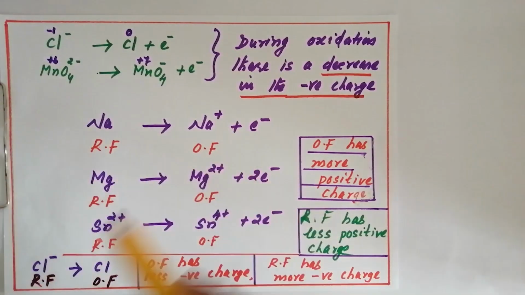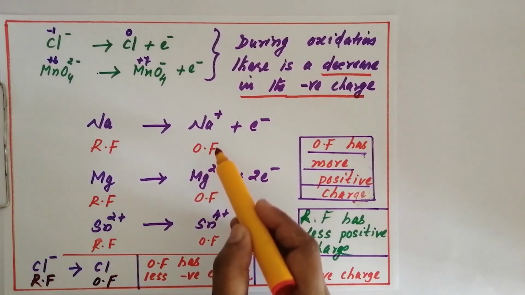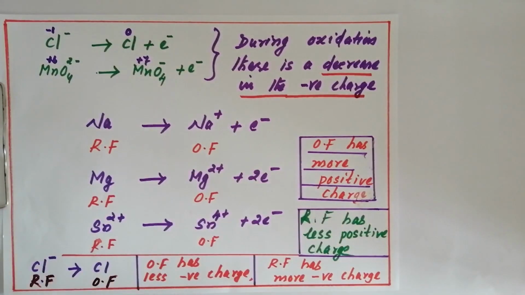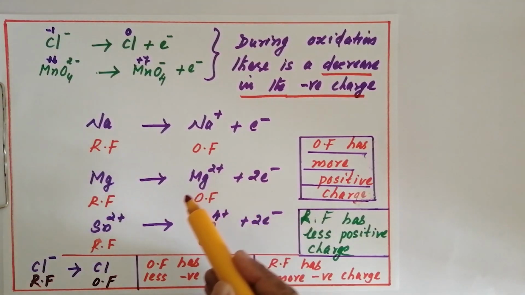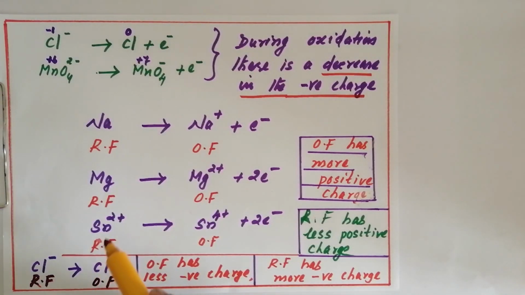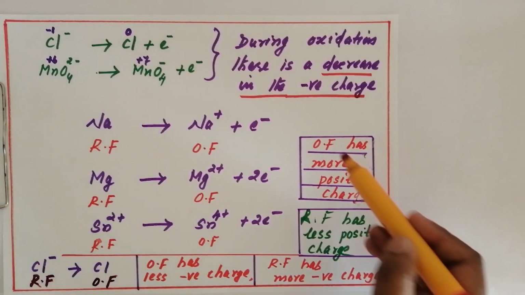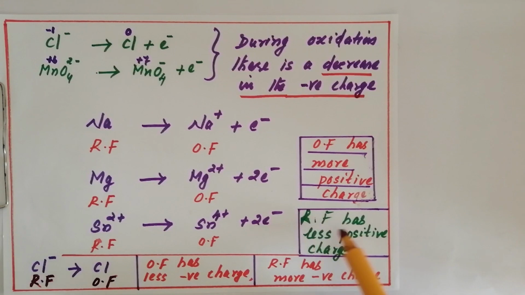And Na plus is the oxidized form. So how will you differentiate between oxidized form and reduced form? Oxidized form will have more positive charge. So in this example also we can see that the oxidized form is Mg2 plus and the reduced form is Mg. So oxidized form is having more positive charge. And in this example Sn2 plus oxidized to Sn4 plus, the charge is increased from 2 plus to 4 plus. So in general we can say that oxidized form has more positive charge and reduced form has less positive charge.